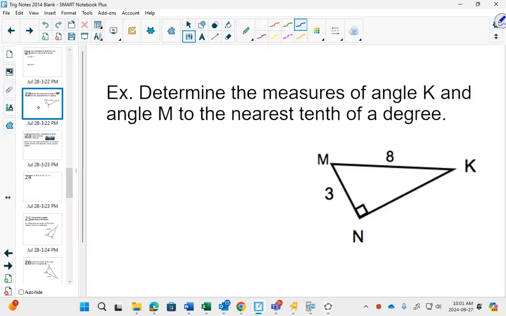Determine the measures of angle K and angle M to the nearest tenth of a degree. And I'm going to write our definitions up here at the top. And I'm going to start with angle K.